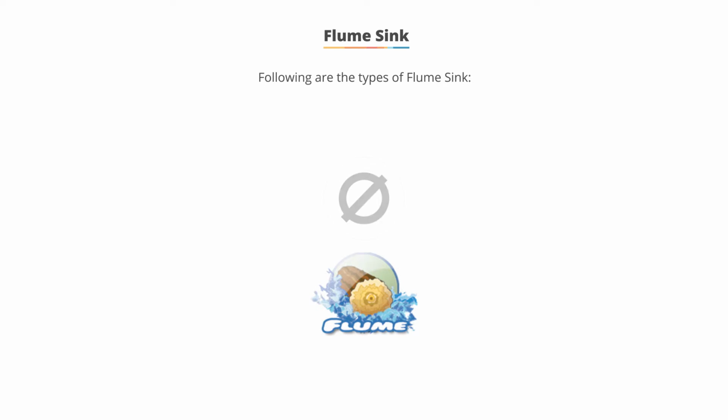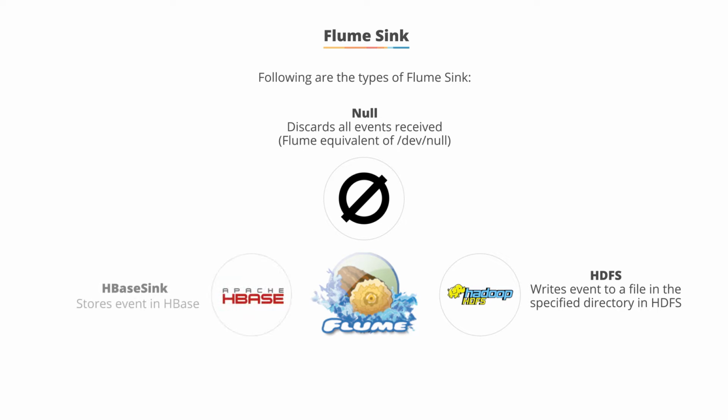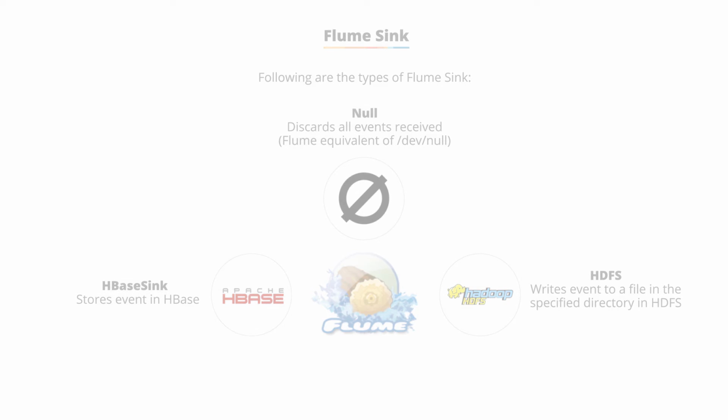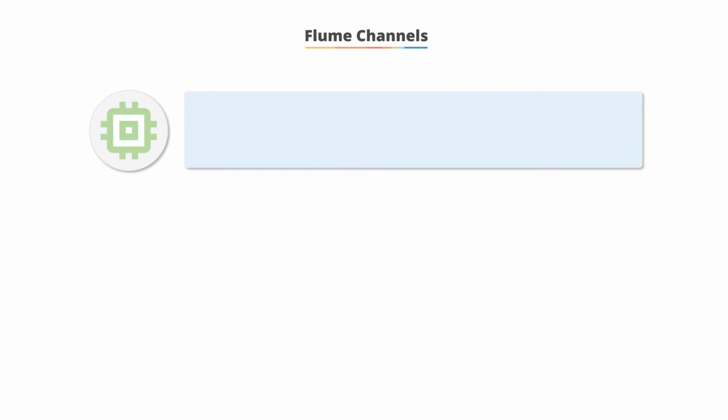Let's look at the Flume sinks. We've got three here. One is Null, which discards all events it receives. It is the Flume equivalent of the Linux /dev/null target. HDFS writes the event to a file in the specified directory within HDFS, and HBase sink stores the events in HBase.